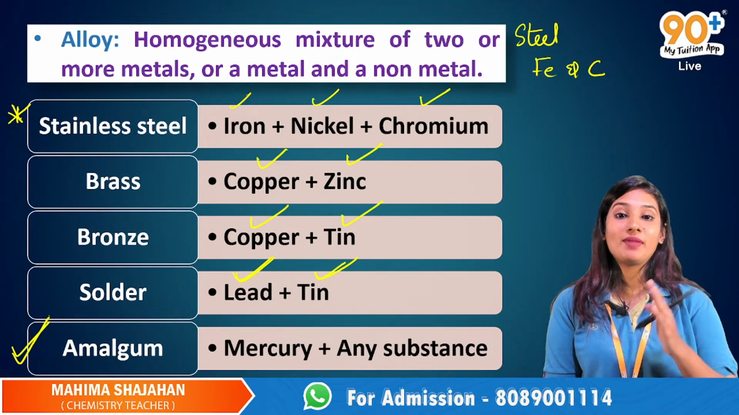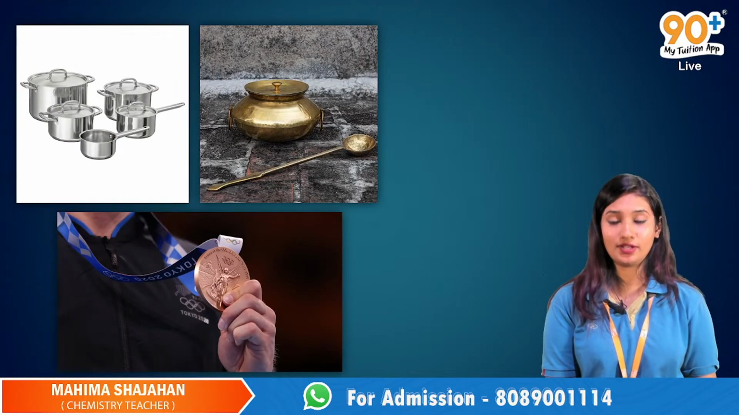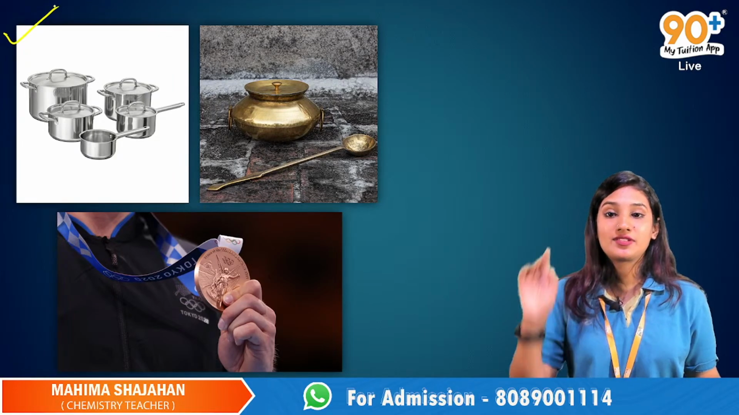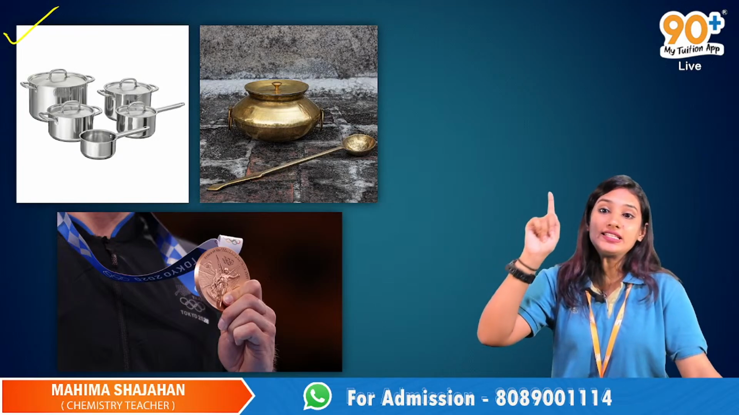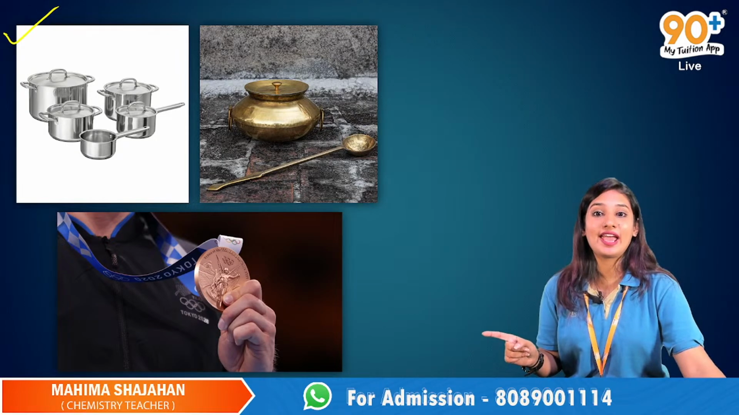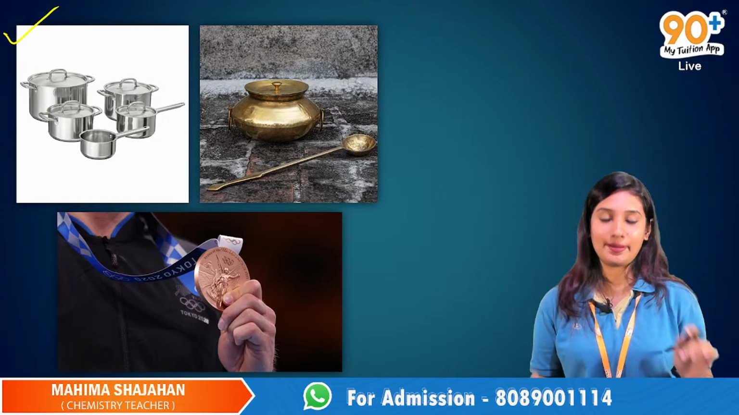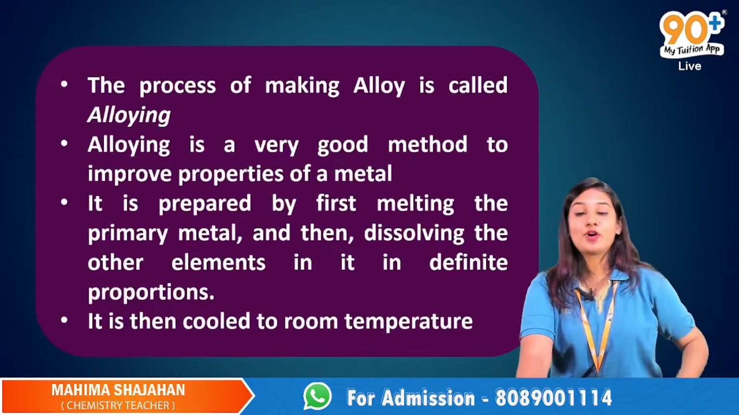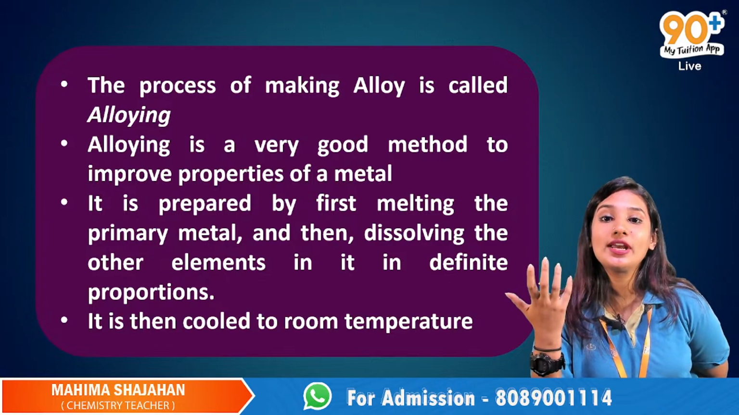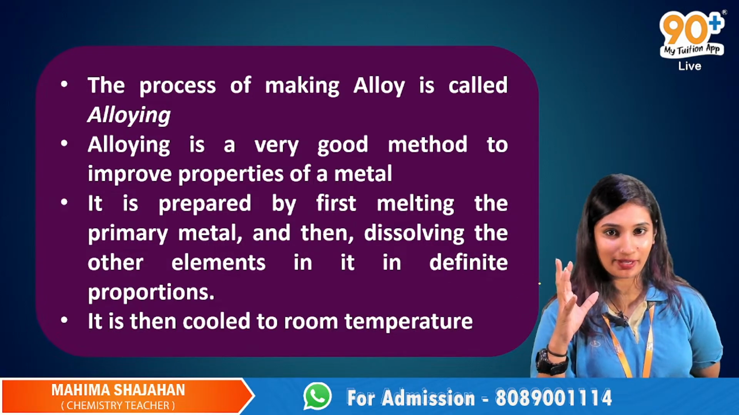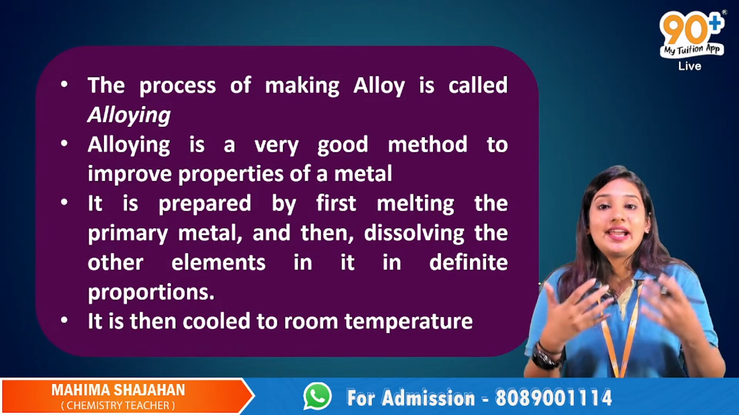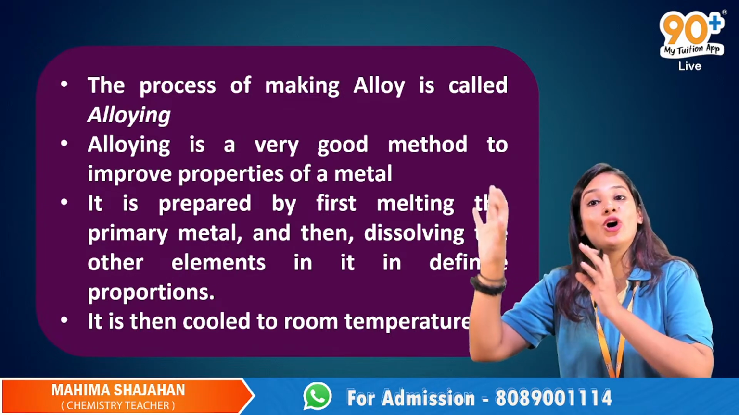Now the process of making an alloy is known as alloying. Some examples: the first one is stainless steel. The second one is brass, which is an alloy of copper and zinc. The third one is bronze, which is copper and tin. These are some examples. The process of making an alloy is known as alloying. Now, alloying is actually a very useful process, because we can get our desired properties through alloying.